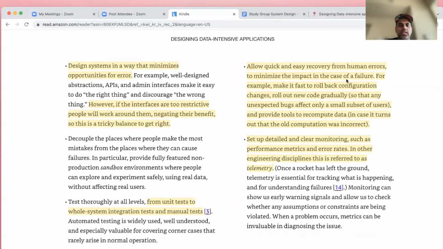Like I said, great discussions. Let's continue to have them afterwards as well, as we move forward. I just wrote some highlights here. Basically, you want to design a system that minimizes opportunities for error.